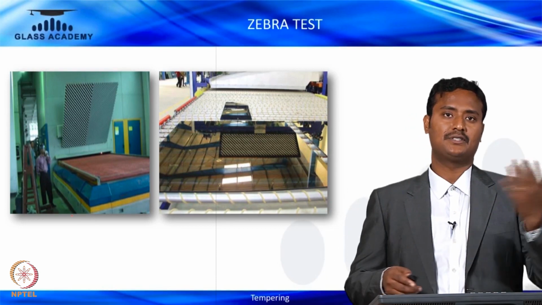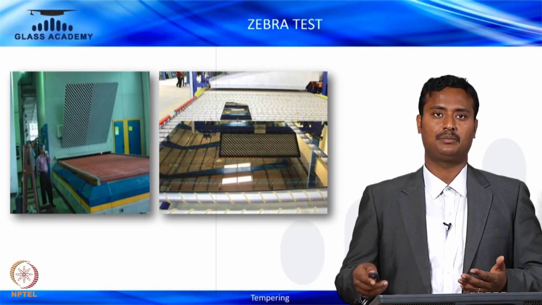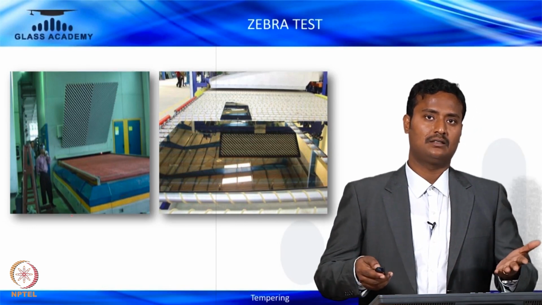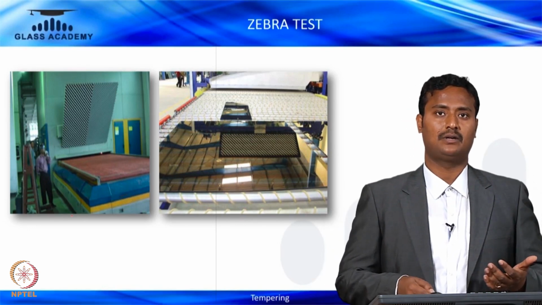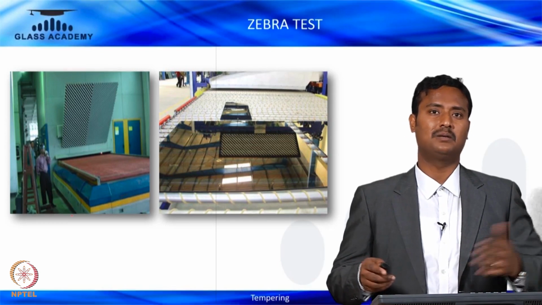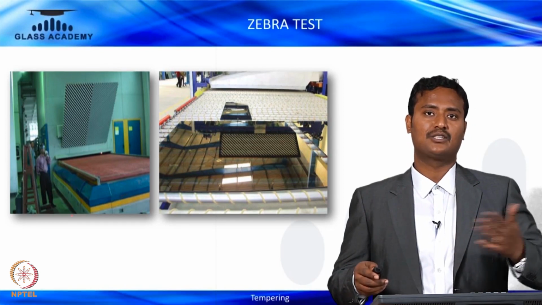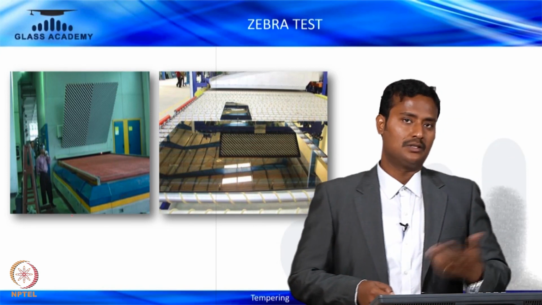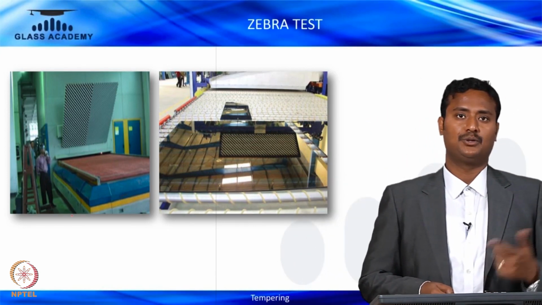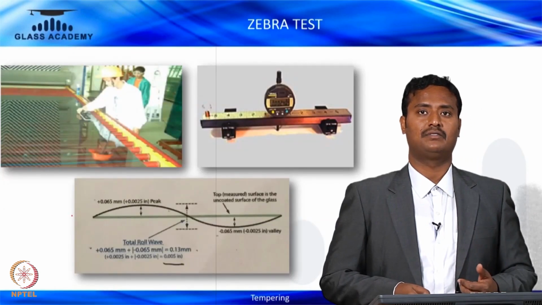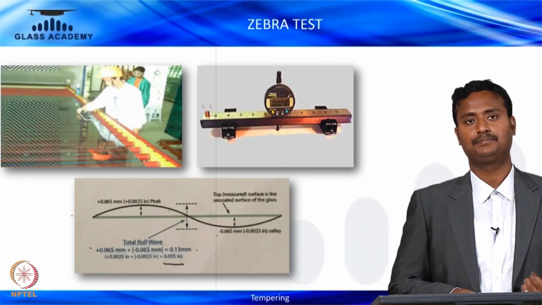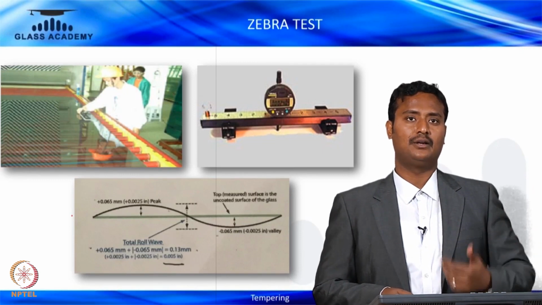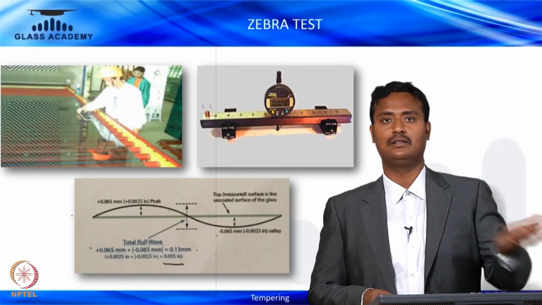You can see that the left-hand side and right-hand side textures are illuminated, which shows the glass is perfectly all right, as no zebra line is completely distorted. It is as good as the line of the zebra board. So this is the test for optical distortion, which you can test at the time of tempering, or you can do it at lab scale as well.